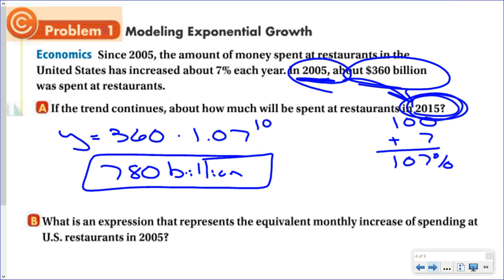There it is, guys. Letter B, what is the expression that represents the equivalent monthly increase of spending? So if you want to do the same thing, but you want to do it by month, here's the expression that you would write down. It would be y equals, same thing, 360, because that's your starting amount, times, you still have a 1.07 as a growth factor. And now here's the thing with your time. It's 10 years, and then you have to know, how many months is that? There's 12 months in a year, and 12 times 10 will give you 120. So 120 would be your power up top here.